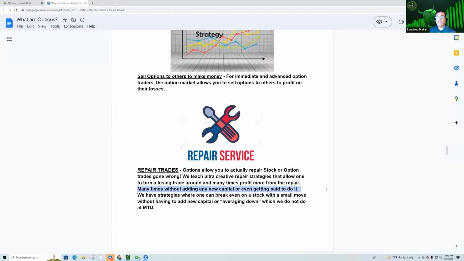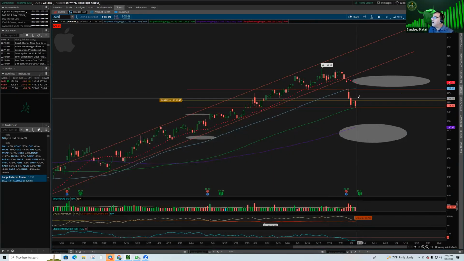So many of the repair trades we do where we're not adding capital, and many times getting paid to average down in creative ways where we do it for a credit, which I'll show you, and we get paid to repair with no new money. An example, let's say I own Apple at 190. And now it's at 180. I'm like, crap, now I have to get all the way back to 190. I own 100 shares of stock, but I don't want to buy another 100 shares and average down. I don't have that much money. I don't want to throw more good money after bad.